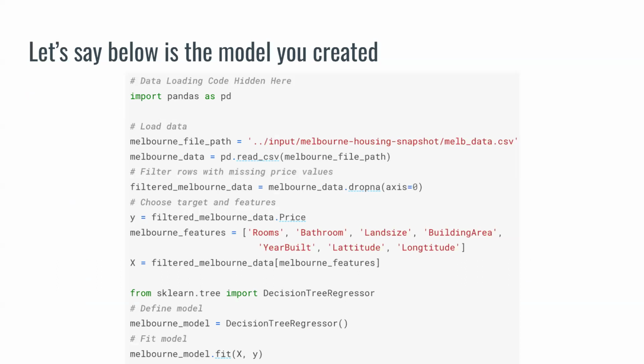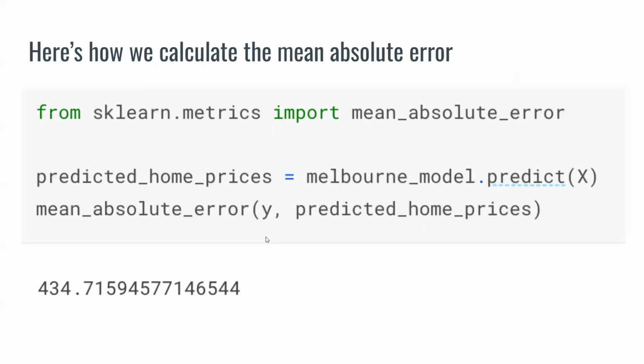So this is the code example. Here's how we calculate the mean absolute error. The measure we just computed can be called an in-sample score. We used a single sample of houses for both building the model and evaluating.